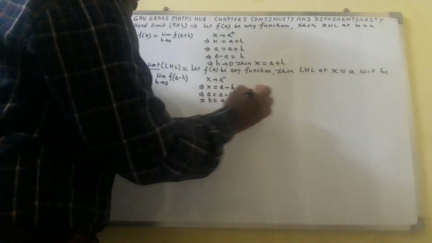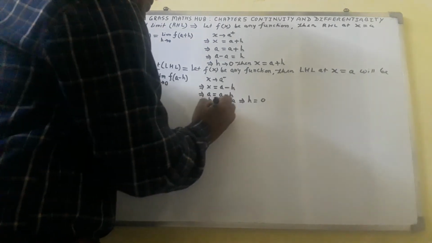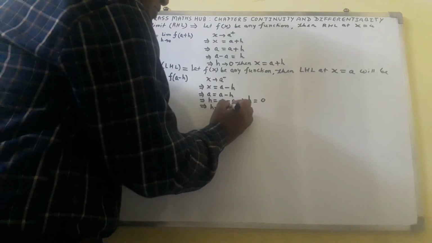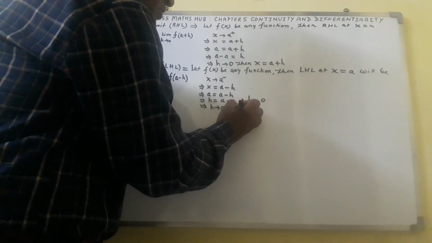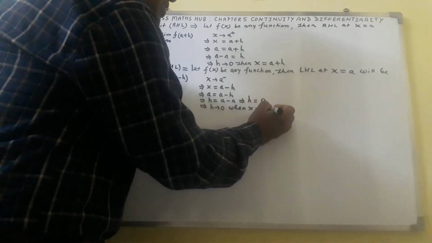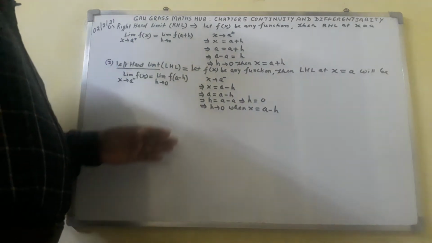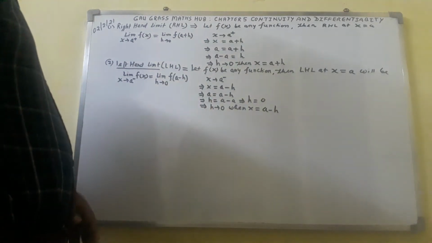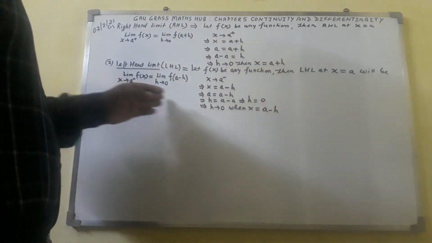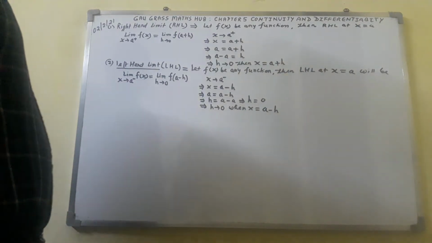In this case, I can write very well, imply that h tends 0 when x is equal to a minus h will be written. In this way, we can represent left hand limit. Please note this.